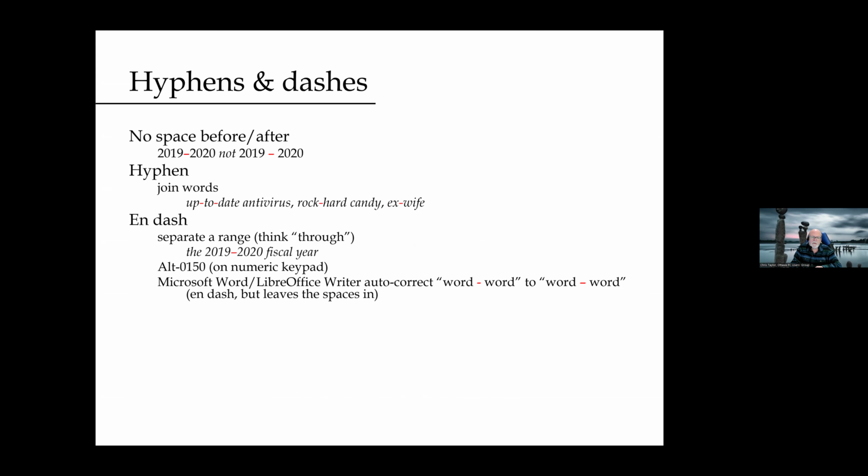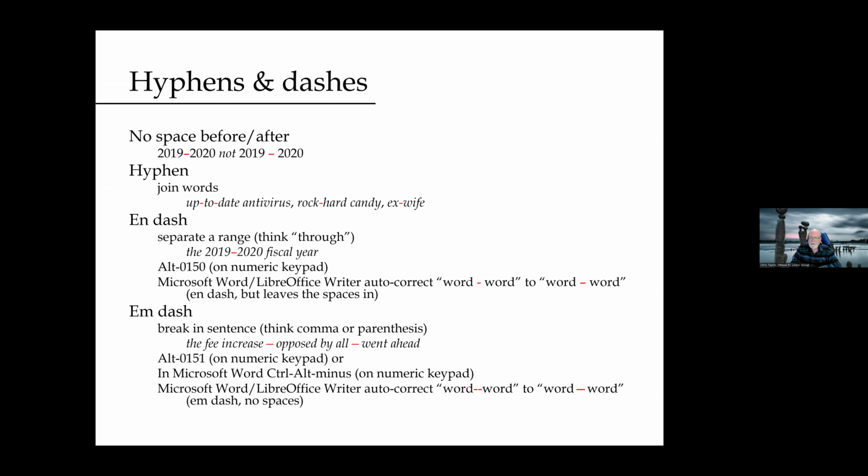And in Microsoft Word and LibreOffice Writer, it will actually do an autocorrect. So if you type in a word, space, the dash, space, and a word, it'll autocorrect that, but it leaves the spaces in. You should go in and remove those extra spaces afterwards.